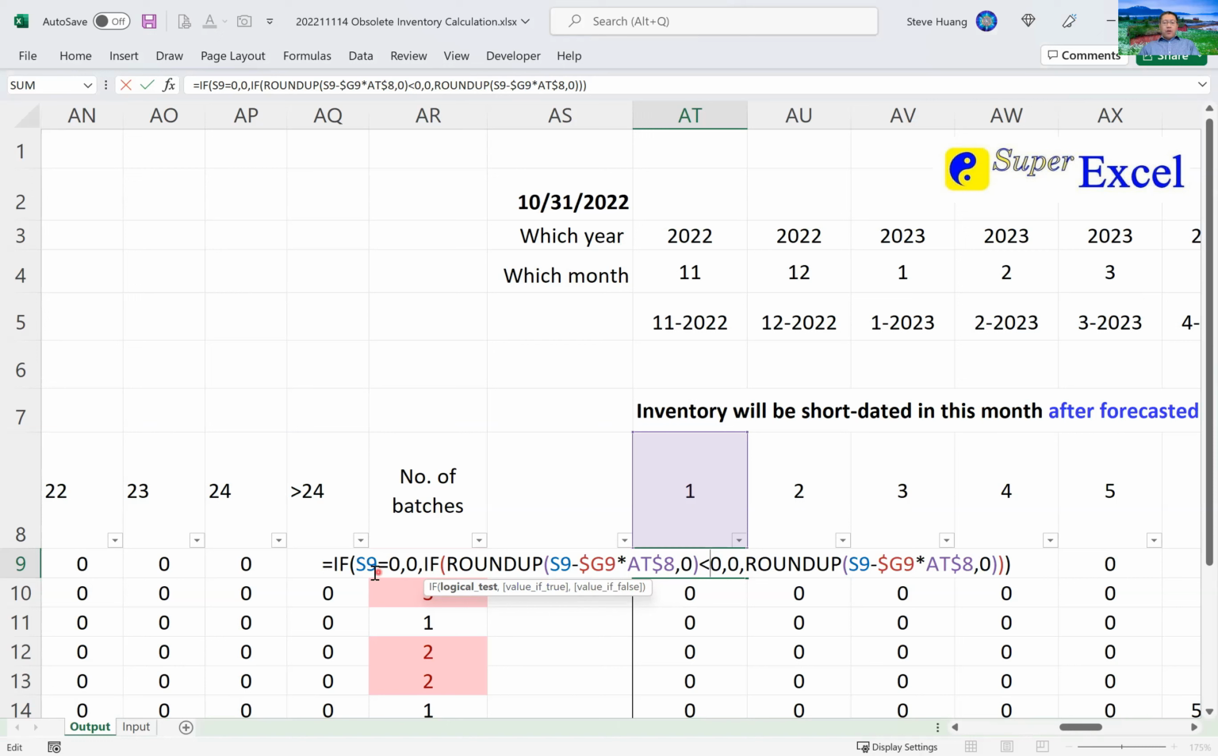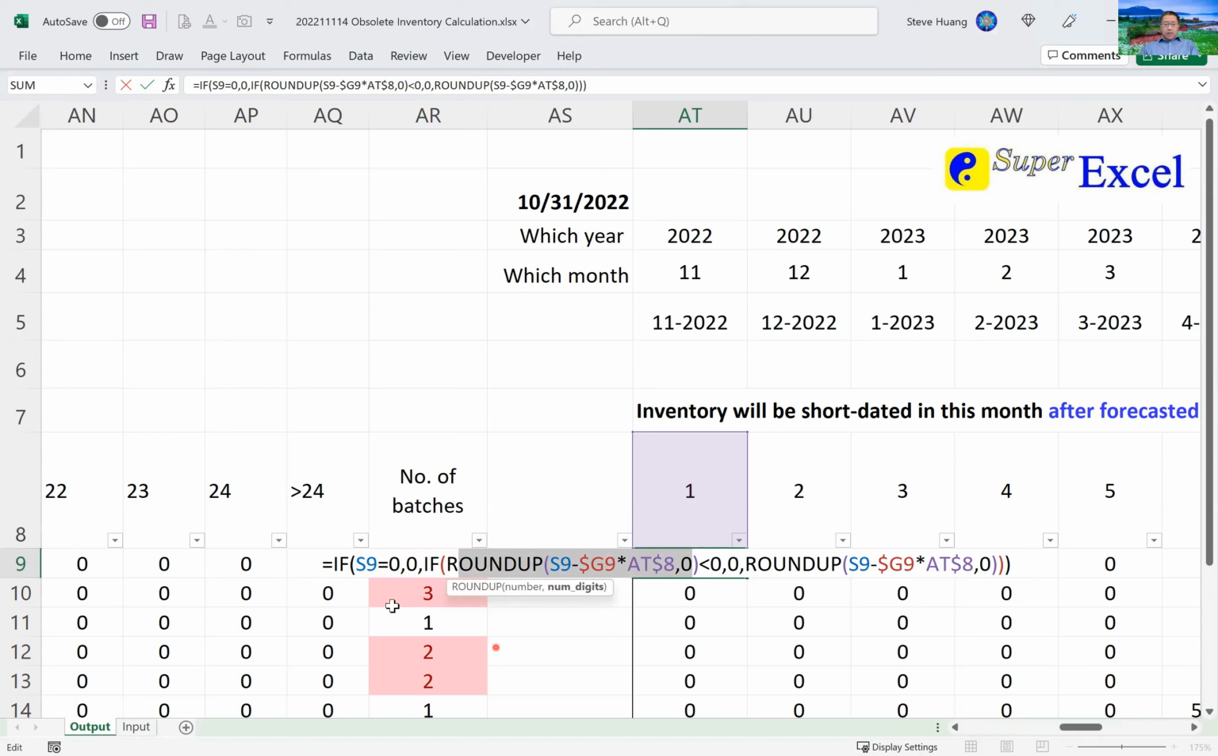So this is saying when the inventory to be short-dated in that month is 0, then give me 0. Actually, this step is not necessary. If that inventory is 0, then we use that 0 minus the shipment within those months, that for sure will give you a negative number. When that's a negative number, we will return 0. So this logic is already considered in this step over here. It's not necessary to do that.